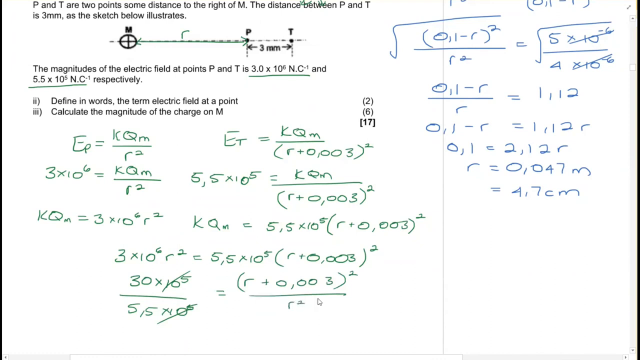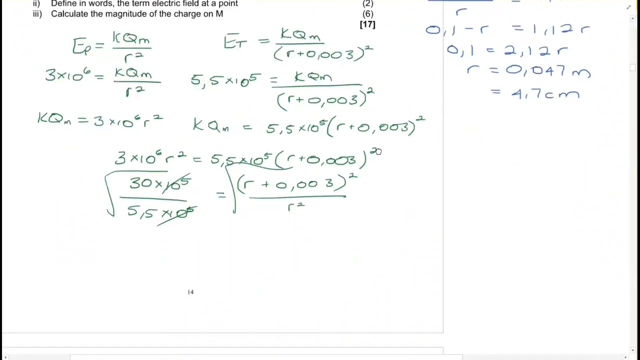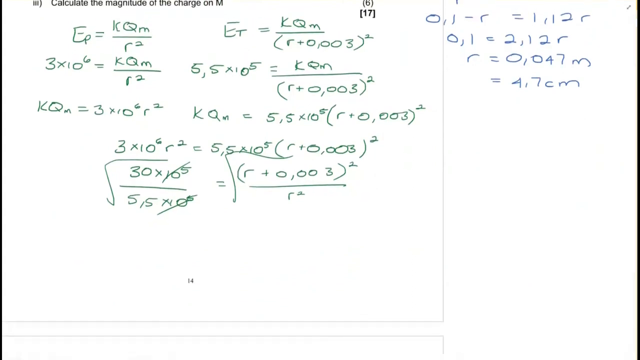Okay, so look at the maths. So I'll put my same variables or terms on the same side. I've got my r's on the one side, my numbers on the other side. I'm going to square root both sides so I can get rid of those squares. Now, after I've square rooted this, it's going to give me 2.33, and this is going to give me r plus 0.003. Do you see how nicely those squares just disappear?